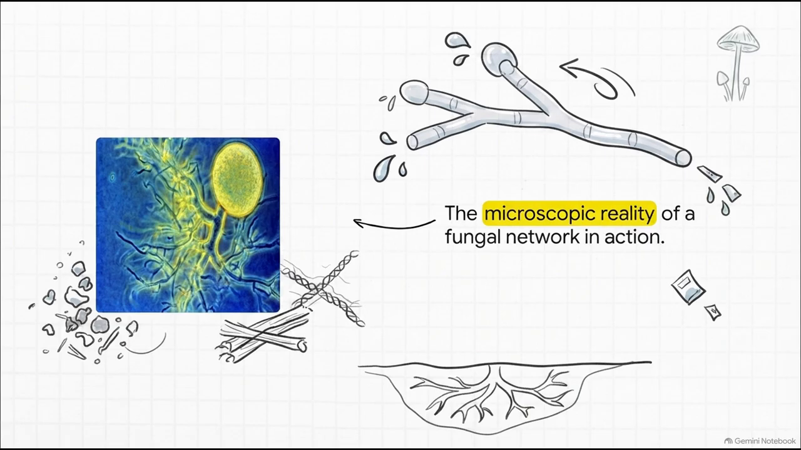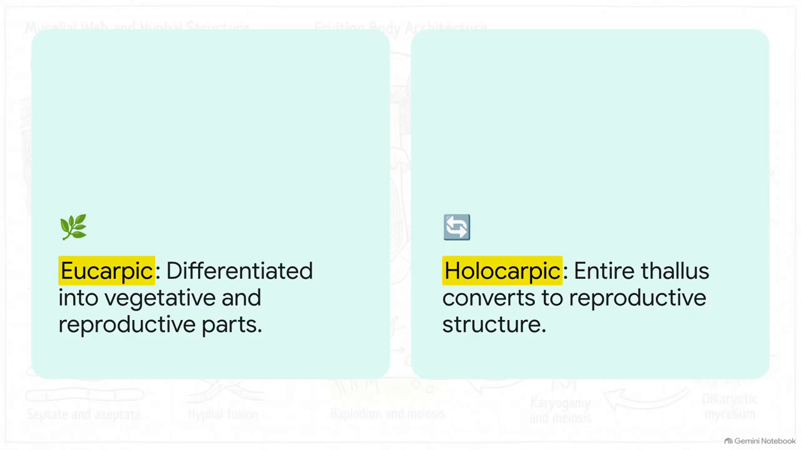A hypha exhibits what's called apical growth, meaning it grows entirely from the very tip. It just relentlessly pushes its way through soil, wood, or even living tissue, releasing powerful digestive enzymes into the environment, and then absorbing that broken-down food directly through its chitin walls. Now, the entire body of the fungus is called the thallus, and fungi basically have two primary life strategies for organizing this body. A eucarpic thallus splits its duties very carefully. One part of the organism is dedicated purely to eating and absorbing nutrients, while a totally separate part handles reproduction. It's highly specialized and very common.